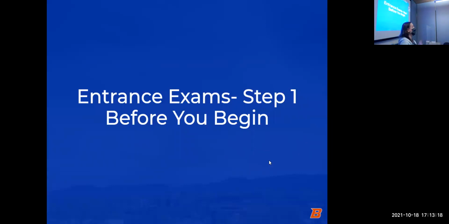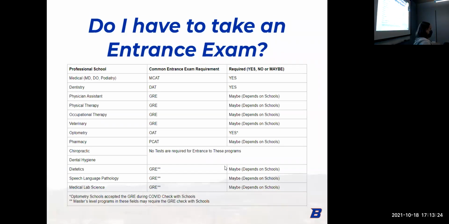Before you even begin to consider taking an entrance exam, some things that you need to think about is that they cost money. You also need to think about which entrance exam you actually need to take. Some of you are dental, some of you are med, some of you are PA, OT, whatever it might be. So you'll notice I made you a trusty little chart.